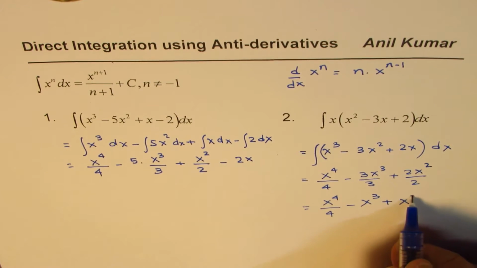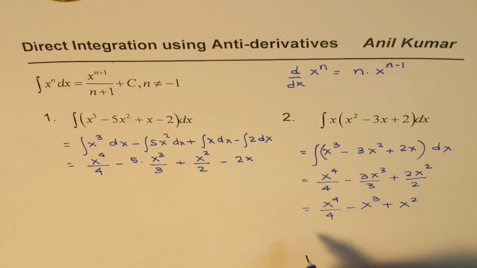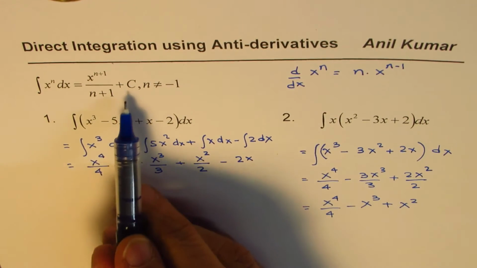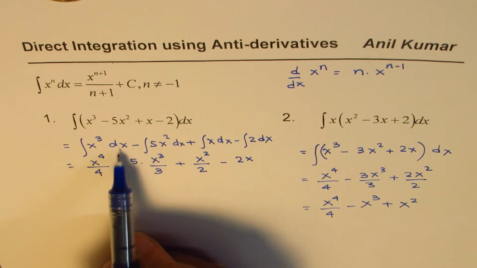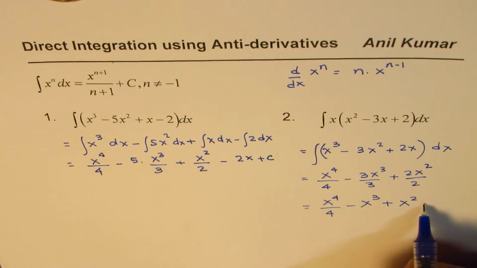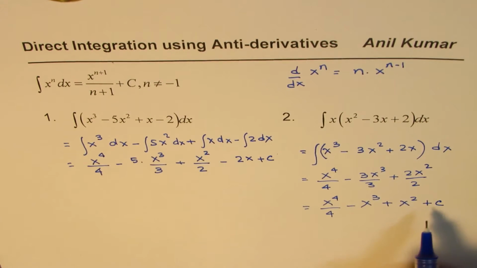One more thing is, whenever you have these formulas, I forgot to write c. You should not be writing c for all terms, right? At the end, you have to add your constant c. So at the end, we'll add the constant c.